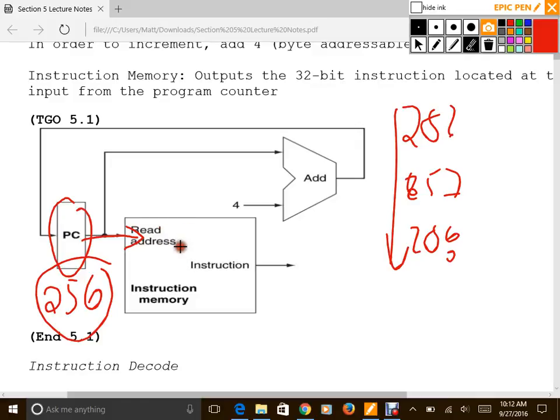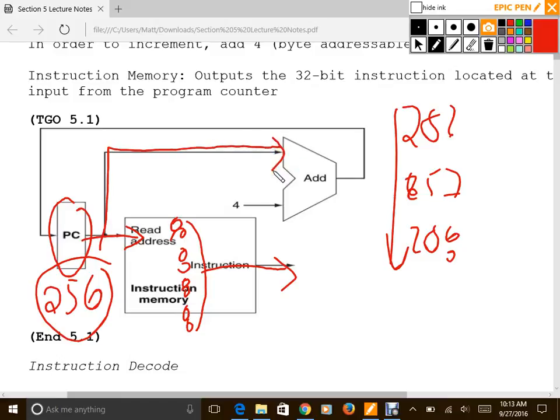But what's actually happening is we're getting byte 1, right? Byte 2, byte 3, byte 4. They're put together, and then they're put out on the instruction. So what's actually going on here is the number is going here, and 4 is being added. So this becomes 260. Well, okay, so let me get rid of this. So it was 256, 257, 258, right?